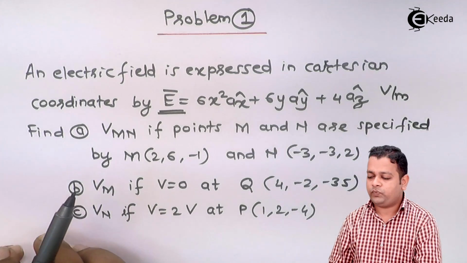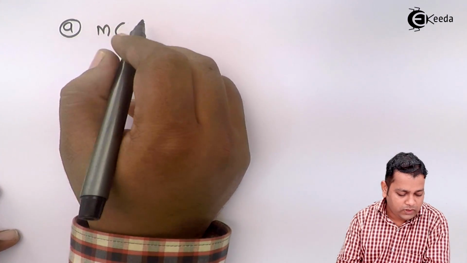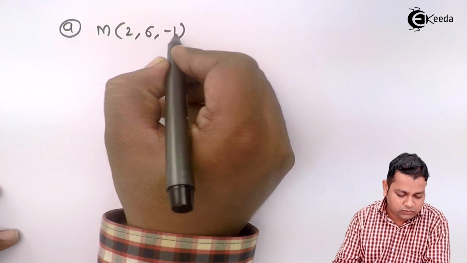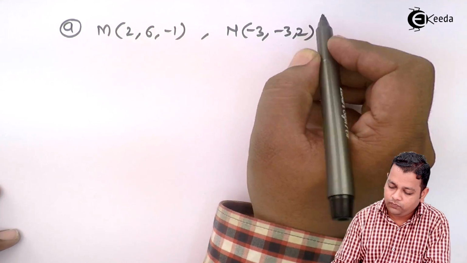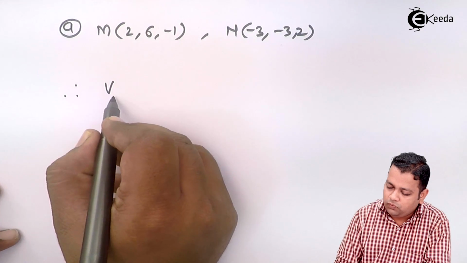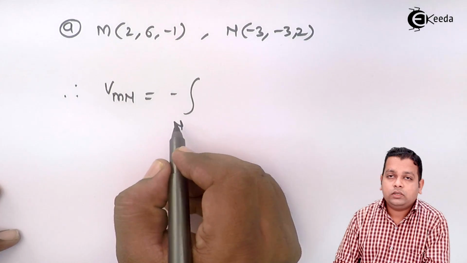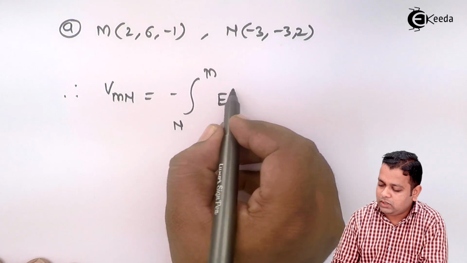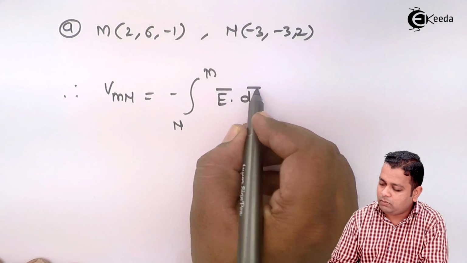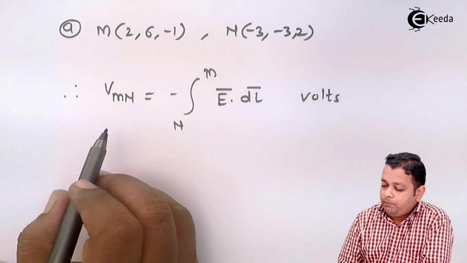So let us apply the formulae, the concepts we have learned in the previous video, so as to calculate these values. So we begin with part A. In part A, we first of all mention the coordinates of points M and N. For M we have (2, 6, -1). For N we have (-3, -3, 2). Therefore we write V suffix Mn given by minus of integral. Let us say point N is the initial position, point M is the final position. So it will be the integral of E bar dot dl bar, and the unit of measurement will be volts.